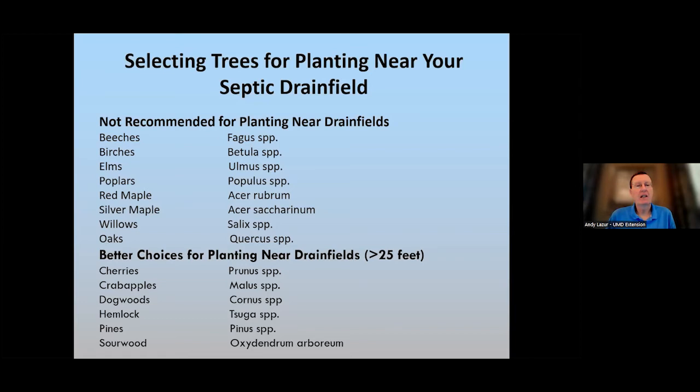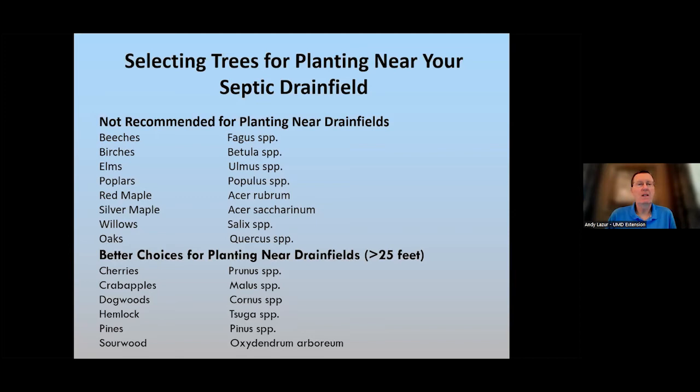But there are some species that are a little bit better suited. So you can see the cherries, crab apples, dogwoods. These tend to be shallower rooted species, but there's still a recommendation. And again, this is based on some observations that with these species, their roots can still move, and so again, try to keep a 25-foot buffer.